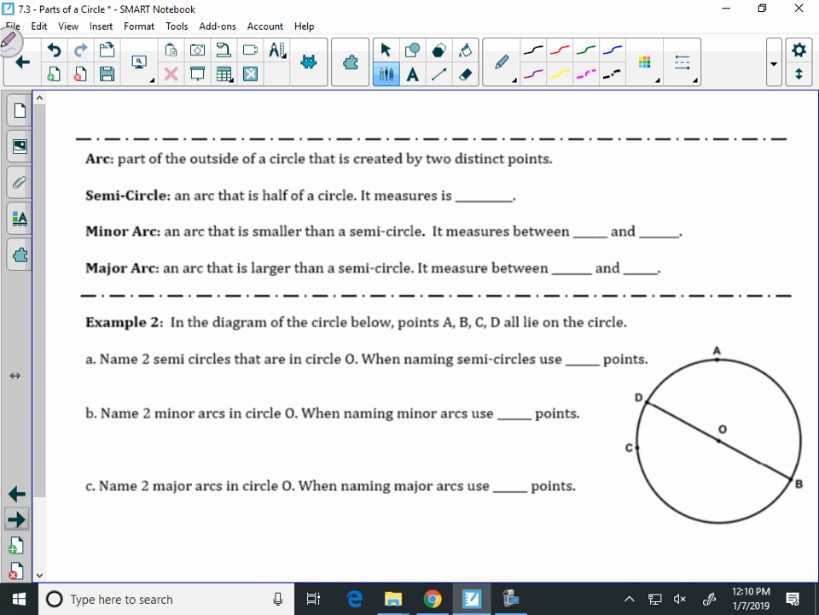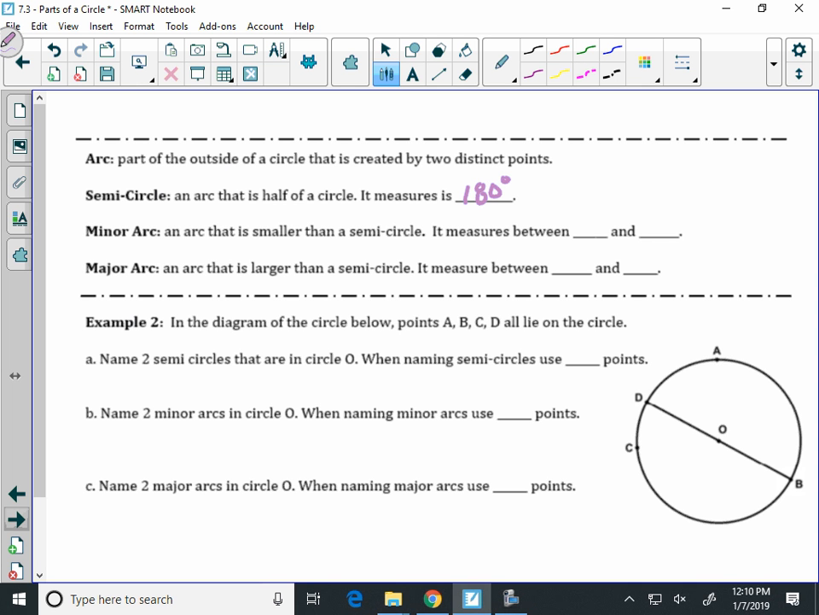There are three types of arcs we're going to talk about. The first type you may have heard before is a semicircle. Okay, it's an arc that's half of a circle. So if it's half of a circle, what would its measure be? A full circle is 360, so half is 180 degrees. A semicircle, half a circle, its measure is 180.